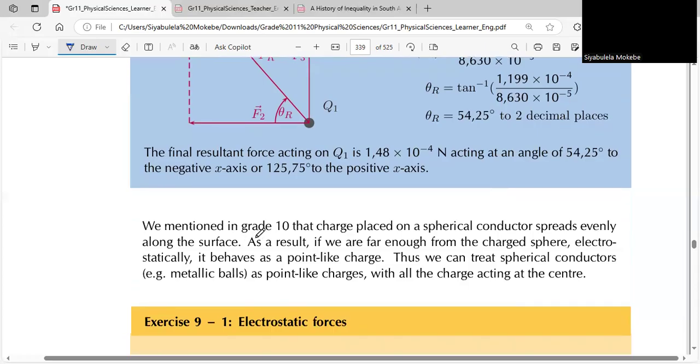We mentioned in grade 10 that charge placed on a spherical conductor spreads evenly along the surface. As a result, if we are far enough from the charged sphere, electrostatically, it behaves as a point-like charge. Thus, we can treat spherical conductors, e.g. metallic balls, as point-like charges, with all the charge acting at the center.